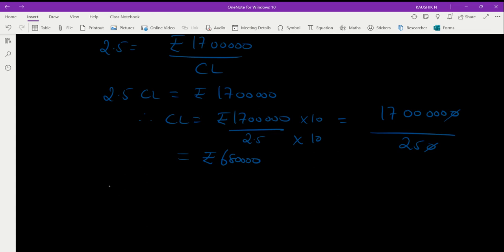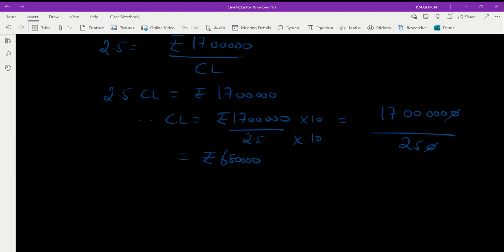17 lakh by 25. If you divide this, you get an amount of rupees 6 lakhs 80,000. This is also a way to calculate it. If you find it difficult, do it in decimals. To remove the decimal, you can multiply the numerator and denominator with the respective value, and you can derive the value and do the calculations.